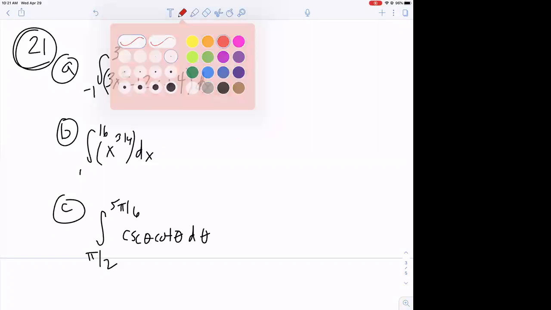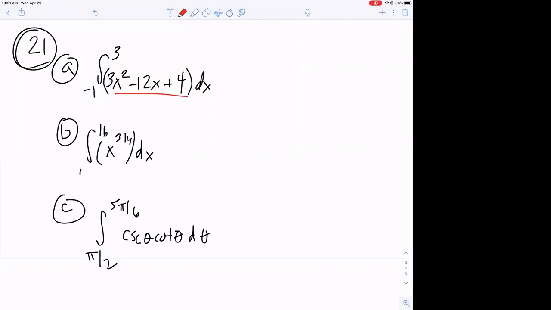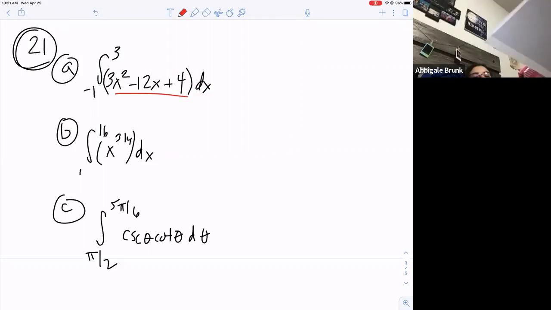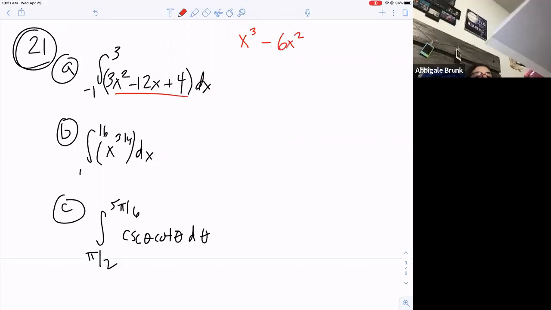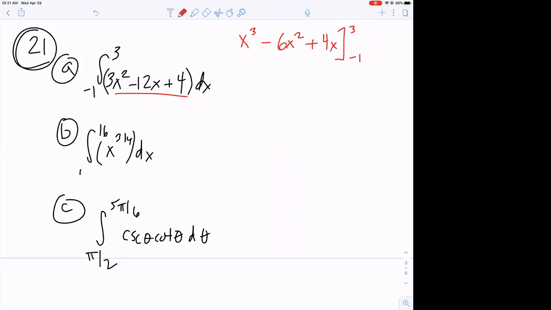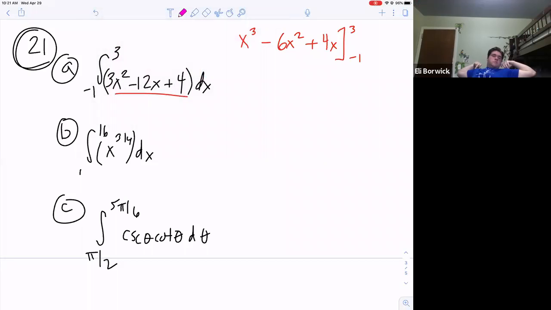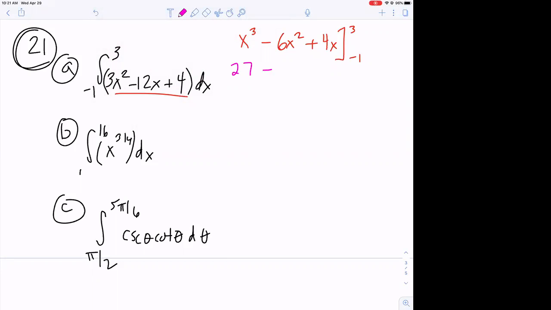Let's start on part A. What's backwards from this thing? x to the x cubed. Nice. Minus 6x squared. Yeah. Plus 4x. Nice. From -1 to 3, and then we just got a bunch of things to plug in, which is gross, but hey, we don't have fractions. That's nice. 27 minus 3 squared is 9. 54 plus 12.